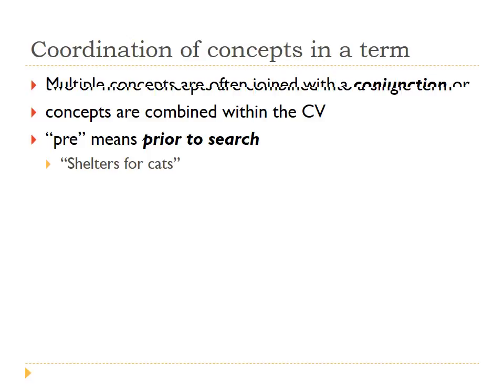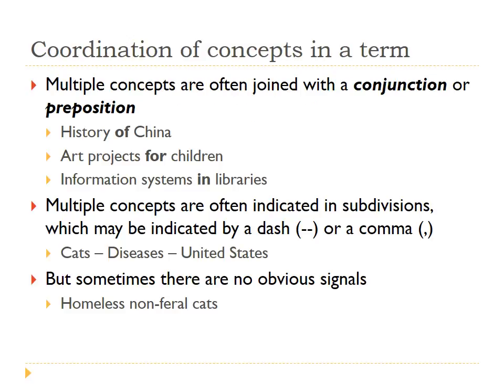So first, often we'll see concepts joined with parts of speech like a conjunction or a preposition. So history of China, art projects for children, information systems in libraries. Sometimes multiple concepts are indicated by what are called subdivisions, and these may use punctuation or other symbols to bring these concepts together and to join them.